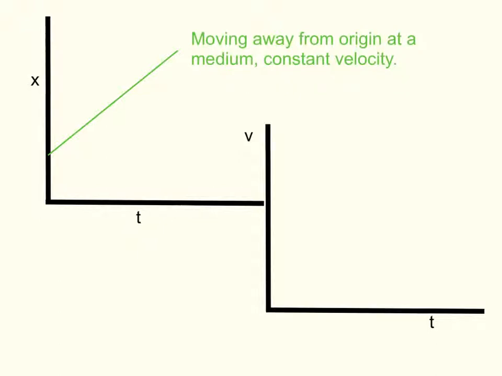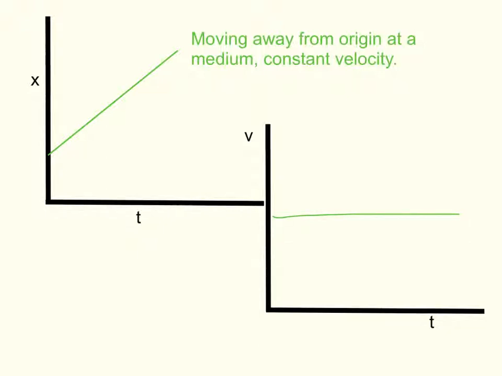Since the direction is positive, we would put the line for the velocity time graph in the positive part of the graph. Since it's moving at a medium constant velocity, we would put that line about in the middle of the velocity time graph. And it would be a horizontal line because it is a constant velocity.